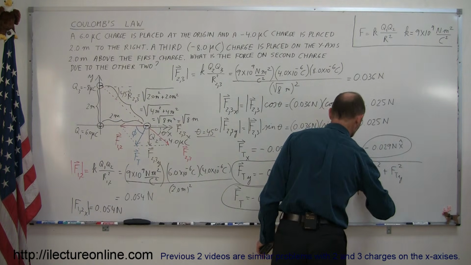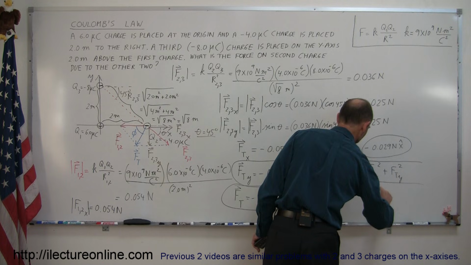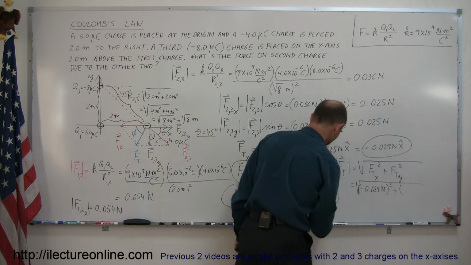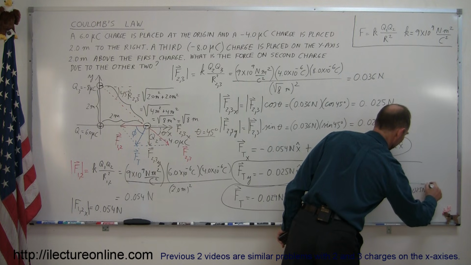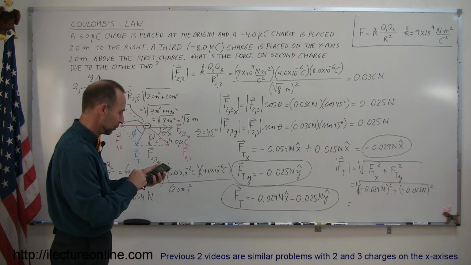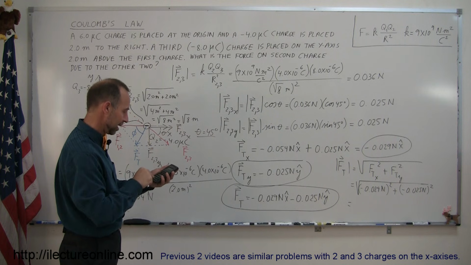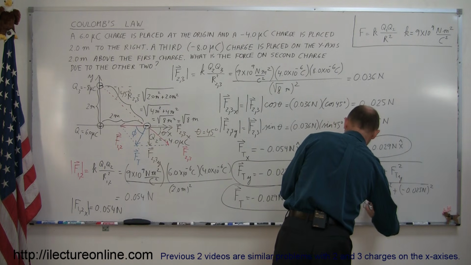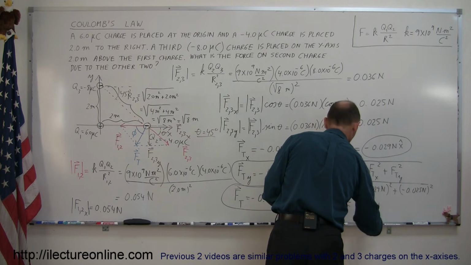So this would be equal to the square root of the x component, which is minus 0.029 newtons, squared, plus the y component right here, which is minus 0.025 newtons, also squared. And what do we get when we calculate that? We get 0.029 squared plus 0.025 squared, add them together, take the square root, and that's equal to 0.038 newtons. So that is the magnitude of the resultant or total force.